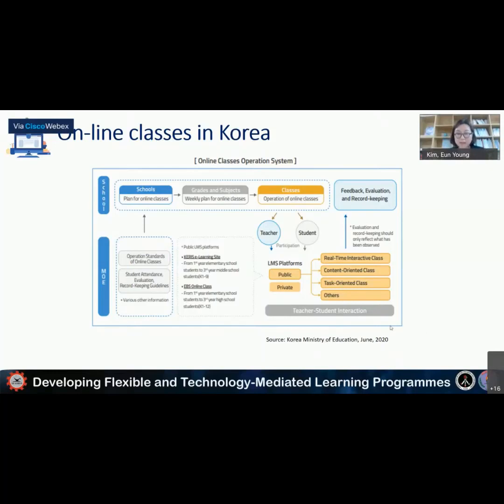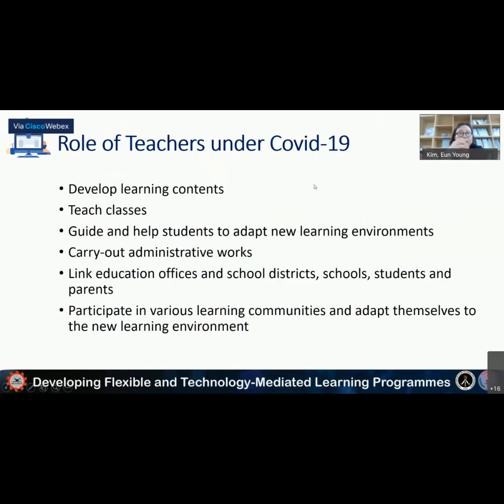But if you see this systematic approach, a lot of work is involved for teachers, right? Can you go to the next slide, please? The role of teachers under COVID-19. They develop learning content, teach classes, guide and help students to adapt to new learning environments, and they carry out administrative work.